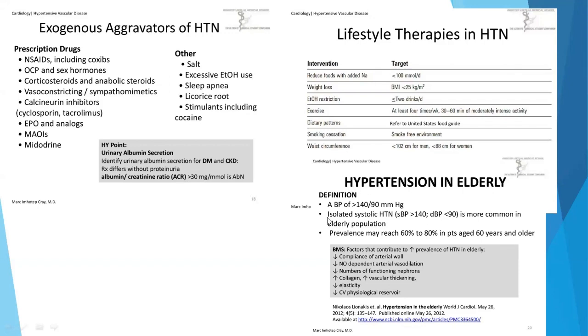Hypertension in the elderly. A BP of more than 140 upon 90, isolated systolic hypertension, that is systolic BP more than 140, is more common in the elderly population. The prevalence may reach 60 to 80% if the patient is 60 years or older. Factors that contribute to increasing the prevalence of hypertension in the elderly include decreased compliance of the arterial wall, decreased endothelium-dependent arterial vasodilation, decreased number of functioning nephrons, increased collagen and increased vascular thickening, decreased elasticity, and decreased cardiovascular physiological reserve.